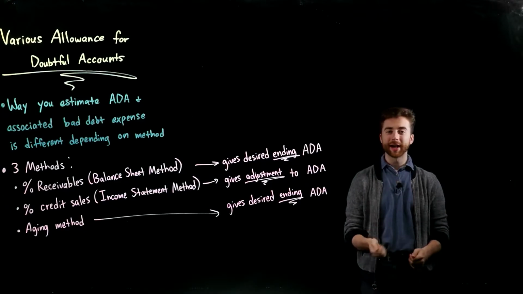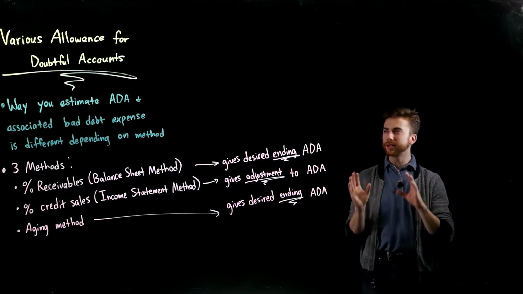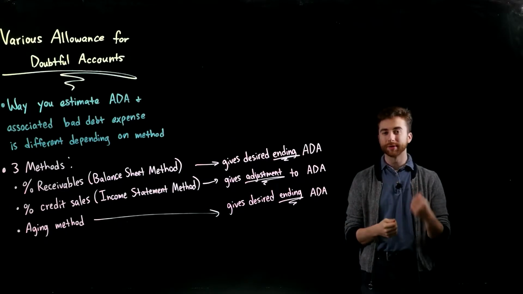Hey everyone, my name is Zach Vines, and what we're going to look at today are the various methods that we use to calculate our allowance for doubtful accounts.